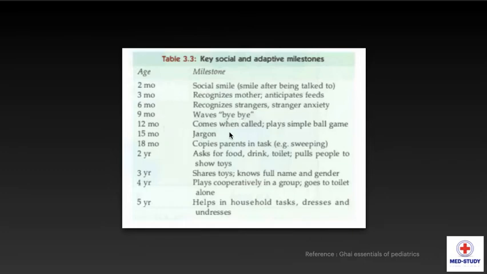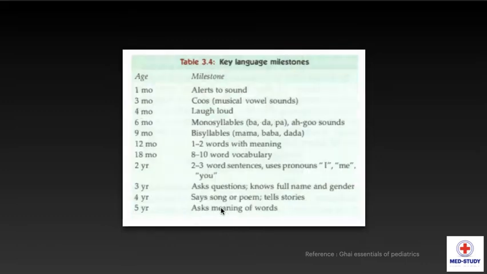At 12 months comes when called and plays simple ball game. At 15 months there is jargon. At 18 months copies parents in tasks, example sweeping. At 2 years asks for food, drink, toilet, pulls people to show the toys. At 3 years shares the toys, knows full name and gender. At 4 years plays cooperatively in a group and goes to toilet alone. At 5 years helps in household tasks, dresses and undresses.